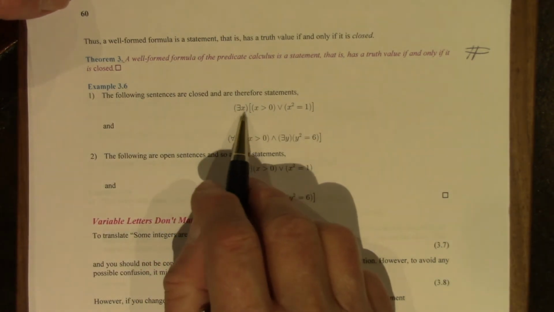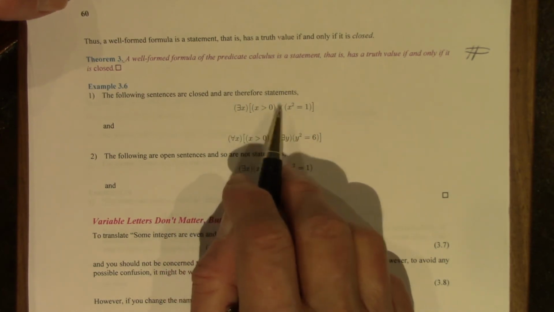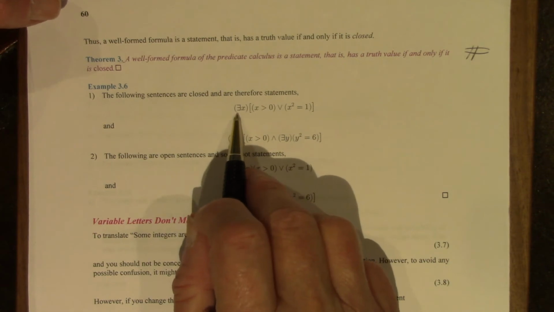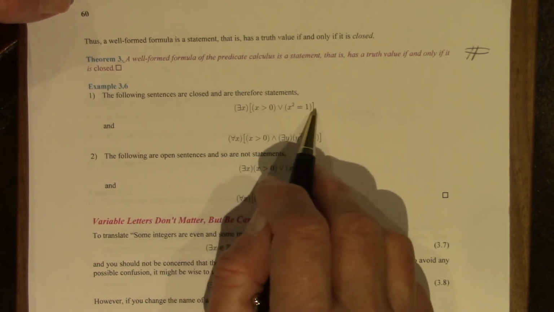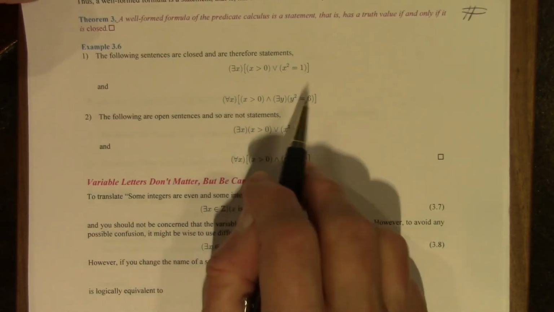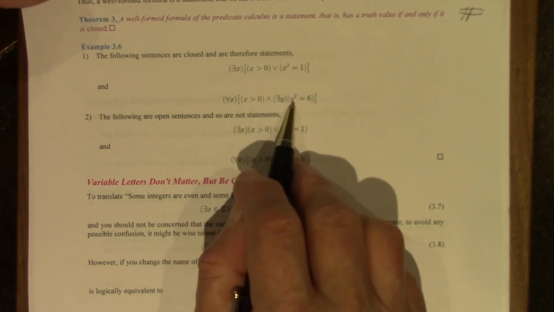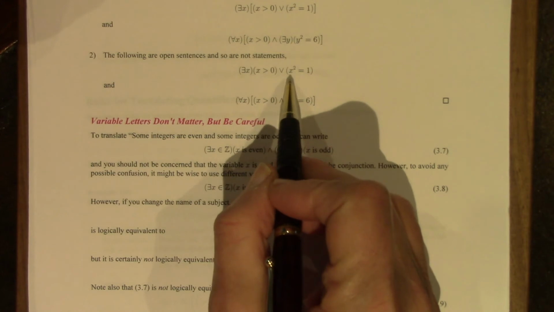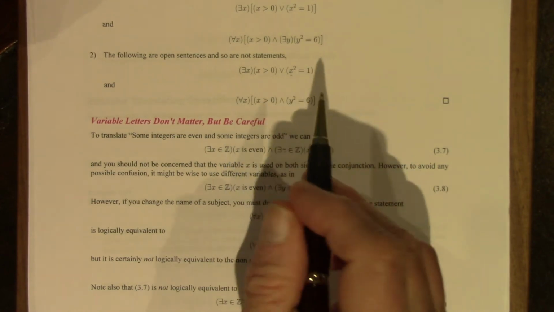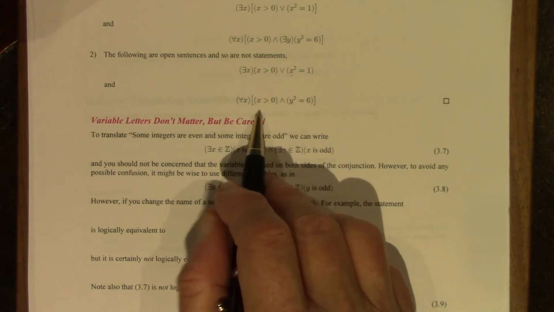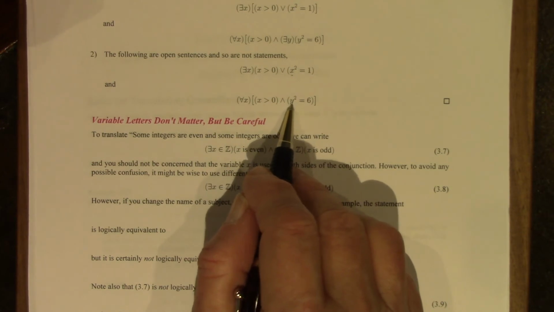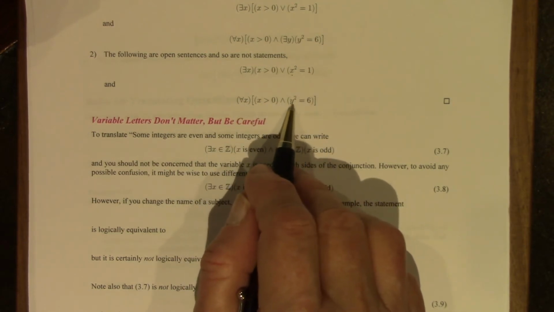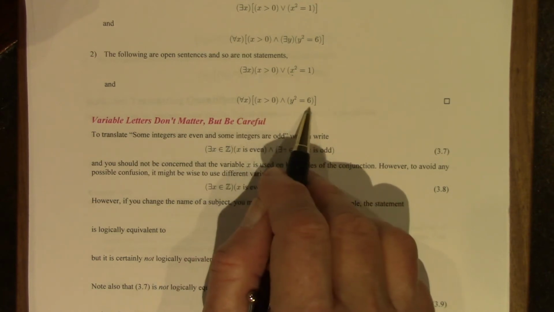So let's take a look at this example. There exists an x such that x is greater than 0 or x squared equals 1. Everything is in the scope of the existential quantifier, so all occurrences are bound. This is closed. This is also closed. The occurrence of x is bound. The occurrence of y is bound. This is an open sentence because this occurrence of x is not bound. This is an open sentence because even though this occurrence of y appears in the scope of the universal quantifier, it's not the subject of the quantifier. So this is not a bound variable. This is free. So this is an open sentence.